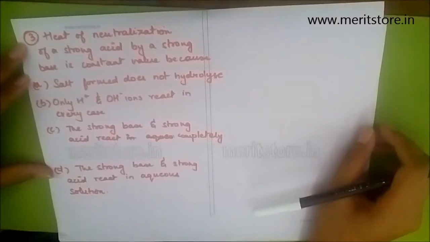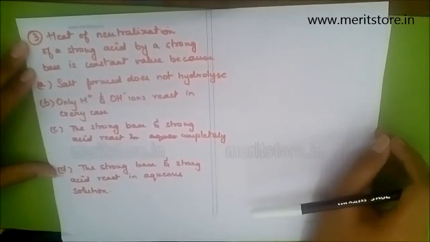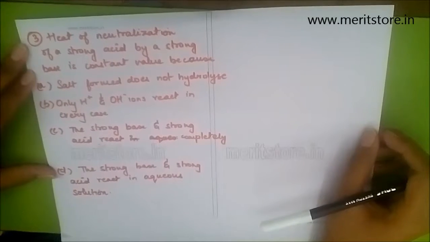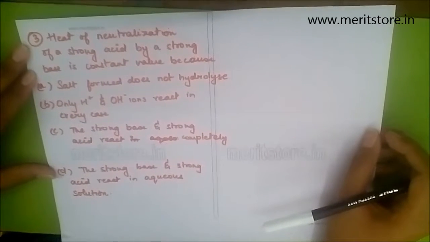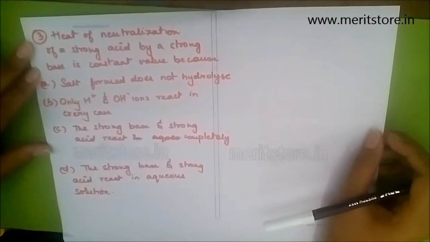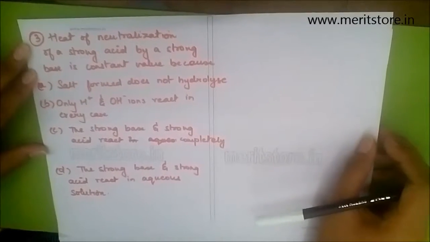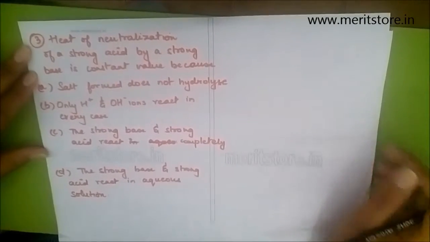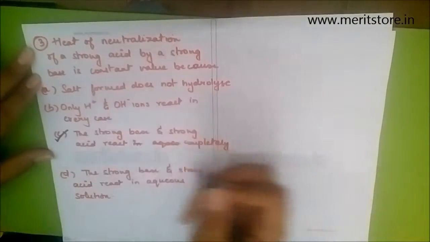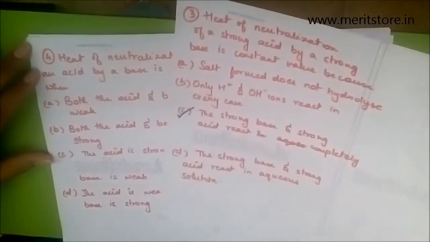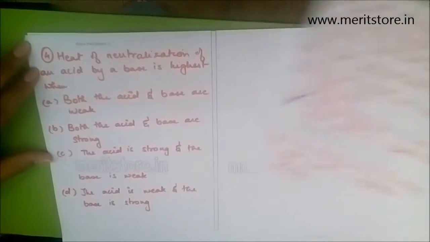Heat of neutralization of a strong acid by a strong base is a constant value because the salt formed does not hydrolyze. Only H plus and OH minus ions react in every case. The strong base and strong acid react completely. The strong base and strong acid react in aqueous solution. The correct option here is C, as the strong base and strong acid react completely. Therefore, the heat of neutralization is constant.